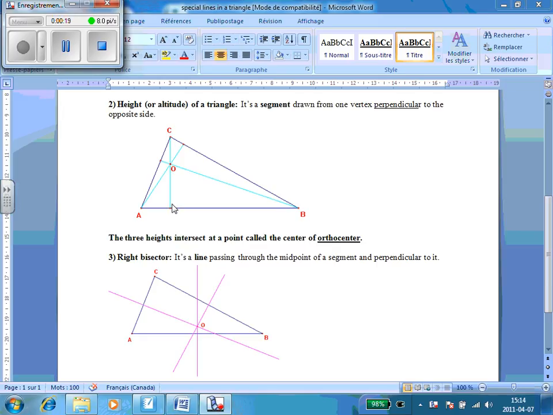This height is the height relative to the side AB. And finally, this height is the height relative to the side AC. As you can see, the height doesn't necessarily go through the midpoint, but it starts from a vertex and it's perpendicular to the side opposite to it.